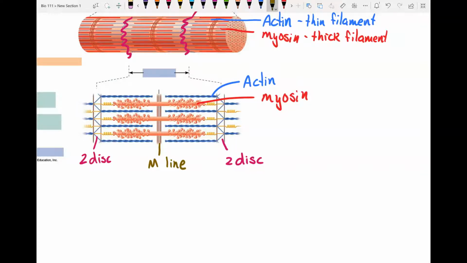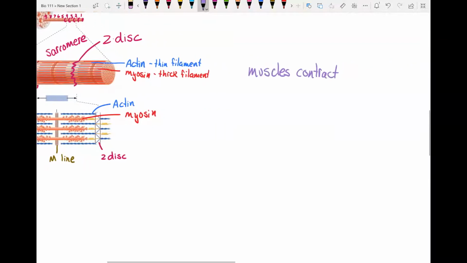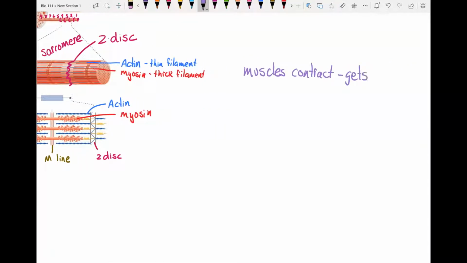So muscles contract. Let's take a minute and go back and think of the big picture here. We know that muscles contract. That's the main feature of a muscle. Contraction means that it gets shorter. That's how muscles produce movement. When you contract a muscle, it gets shorter, and your muscles are attached to your bones. So when it gets shorter, it pulls on a bone and it makes that bone move. And that's how your body moves. So we're looking in extreme detail at the microscopic level of how a muscle contracts so that it can pull on a bone and make your body move.